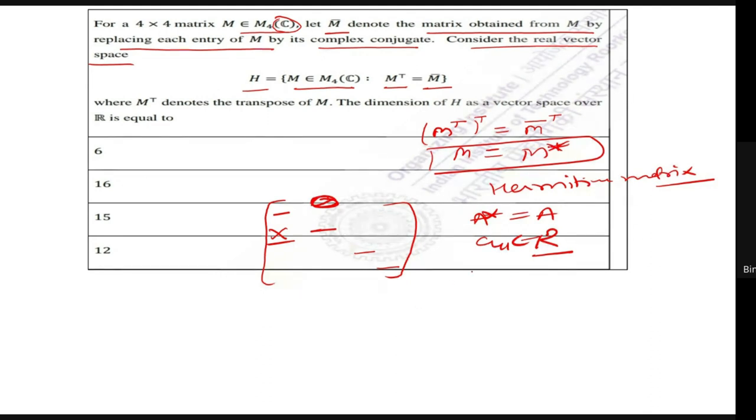Like, use 1, 2, 1 + iota, then here it will become 1 - iota. So when you fill here, this element automatically gets filled. Okay. So they are asking about the dimension of H. So for the real numbers, there is only one option. You can put R, real numbers, also. Okay. So there are n elements on the diagonal.